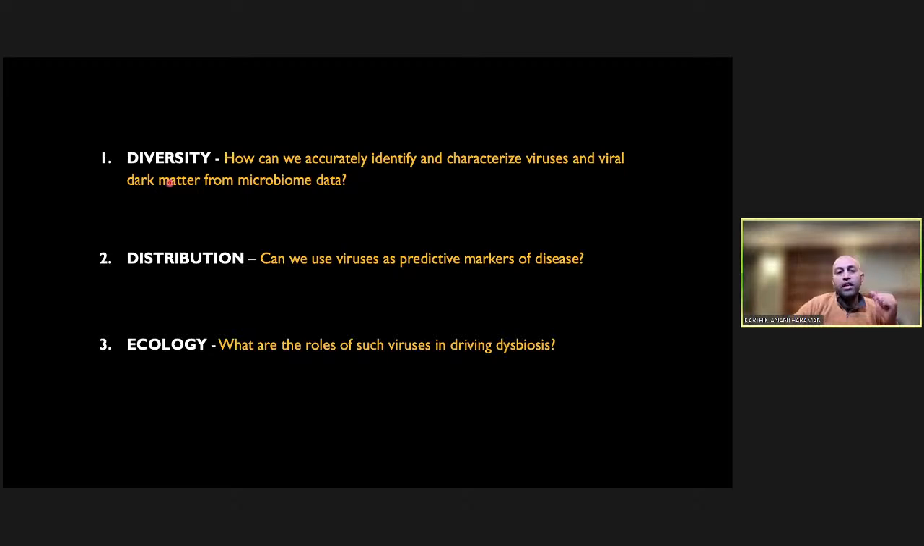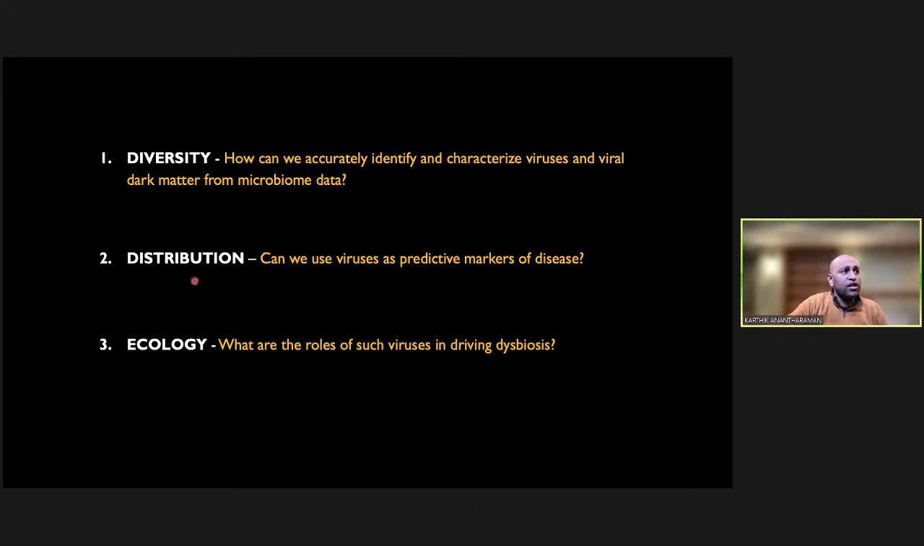So a question that we can ask is, how can we accurately identify and characterize viruses and viral dark matter from microbiome data? So if you're wondering what viral dark matter means, viral dark matter is just the uncultivated viruses and proteins that are present on those viruses, or say encoded by those viruses. These are commonly referred to as dark matter.